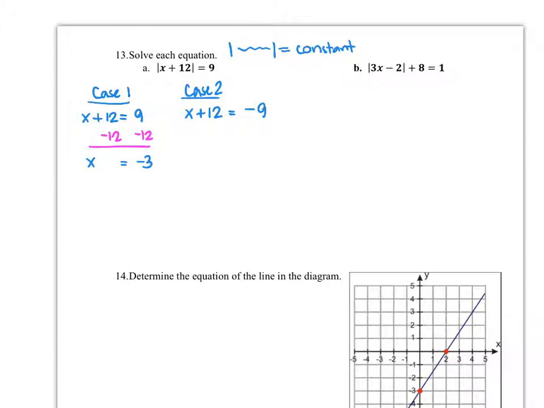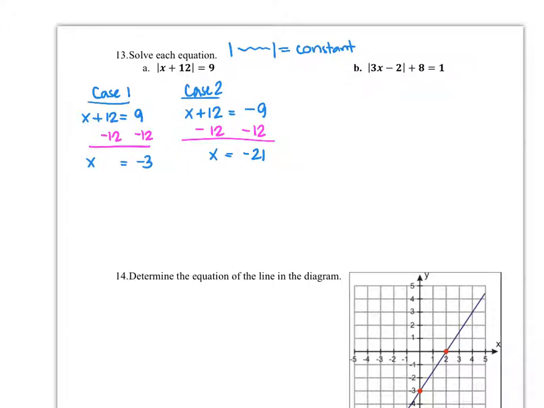On case 2, same thing, we're going to subtract 12 from both sides, and this time we're going to end up with x is equal to negative 21. Now, the next thing that you need to do is, for absolute value, we want to check our work. So that means you're going to take the two values that you got, and before you decide that you're done with this question, you're going to plug back into the original absolute value equation and make sure that both of them work and that you've got good solutions.